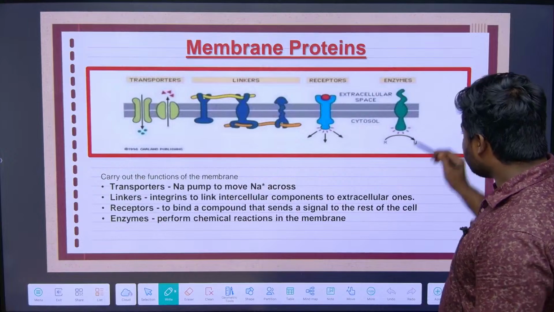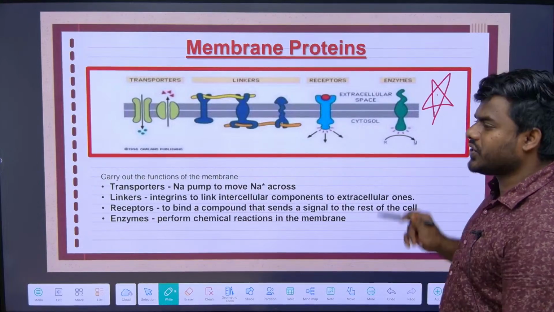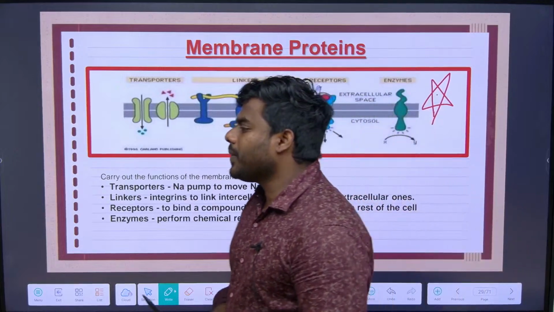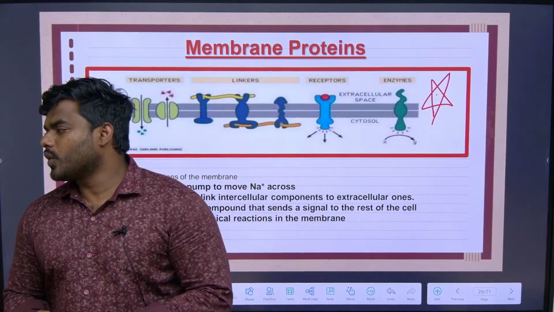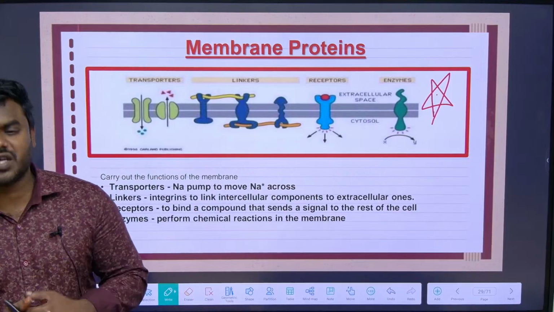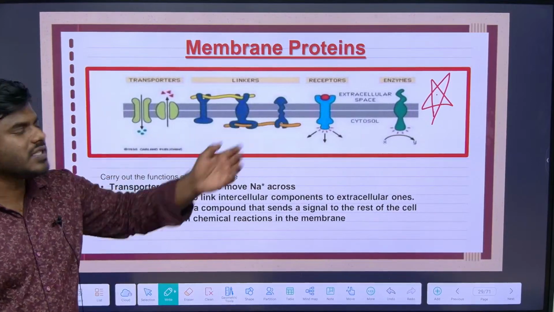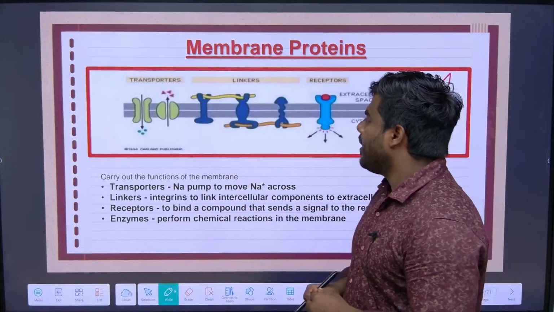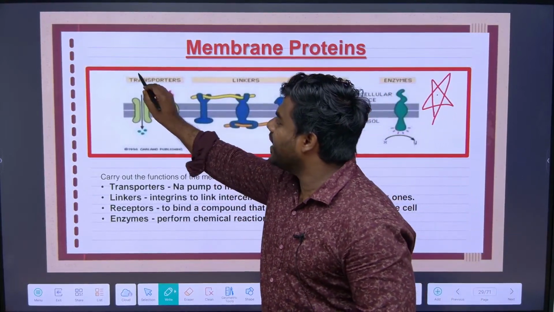Now, this is also a very important question. Everyone has to remember this correctly. You all have given the answer: proteins are the ones which perform the major functions. What kind of functions are the proteins performing on the plasma membrane? Number one, they are acting like what?